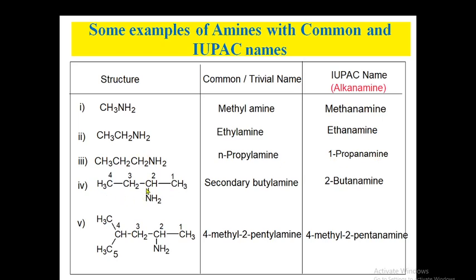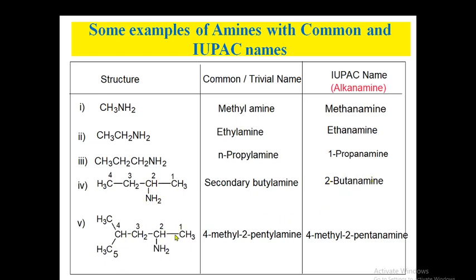Next example, you see that the NH2 group is present at the second carbon, and therefore it is commonly called secondary butylamine. As four carbons are there, it's a butyl derivative, and the NH2 group is attached to carbon number two, so this is known as secondary butylamine. This is the common name. But for the IUPAC nomenclature, the longest parent chain has four carbons, so definitely it's a butane derivative, and the NH2 group is attached at the second position, and therefore the name becomes 2-butanamine.